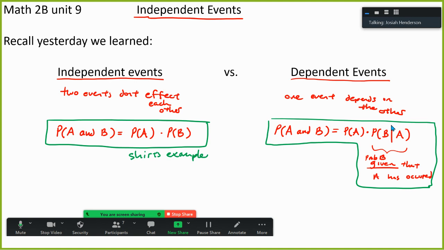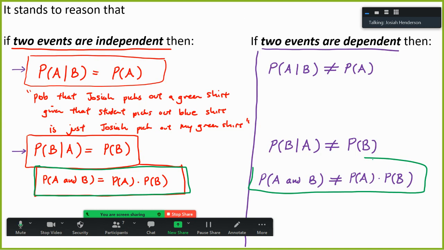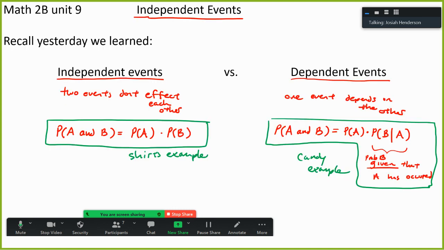The second person reaches in to get candy. It's not like they're reaching in from the beginning because some of it's been removed. So the sample space changed and the number of candy bars changed when they're dependent. So this is the candy example. So again, thank you, Manaya, for asking about the difference there. You're welcome.